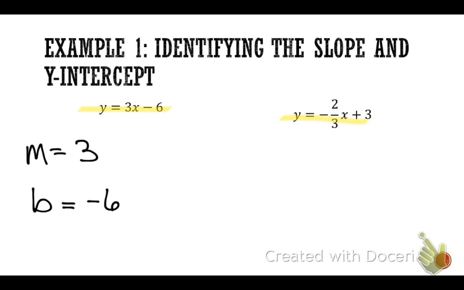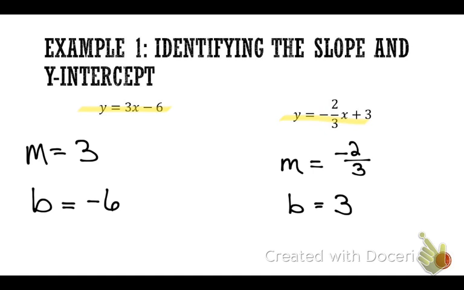Who got the m? What is m? Someone raise your hand. Anybody? Gabe? -2/3. Very good. And what was b? Ayana, did you get b? 3. b is 3. Very good. So all we're doing is identifying. We're not solving anything. That's nice, right? You have a whole section like that on your homework, and it's on your quiz tomorrow. Just say m equals and b equals.